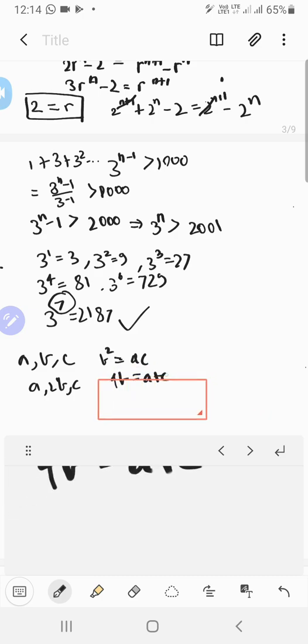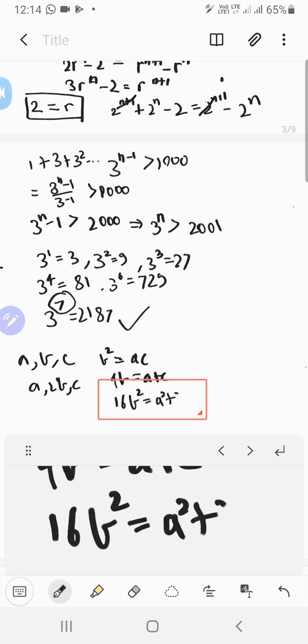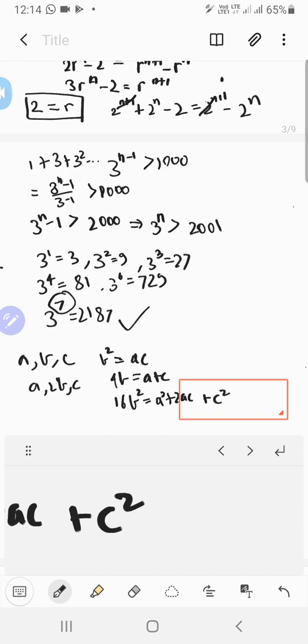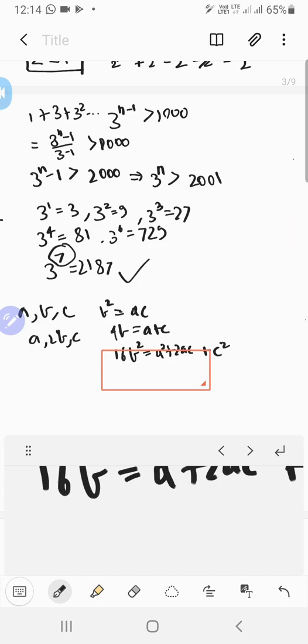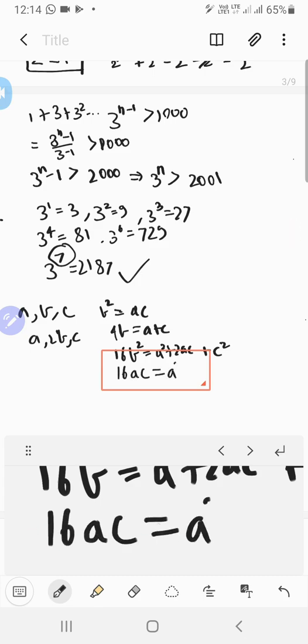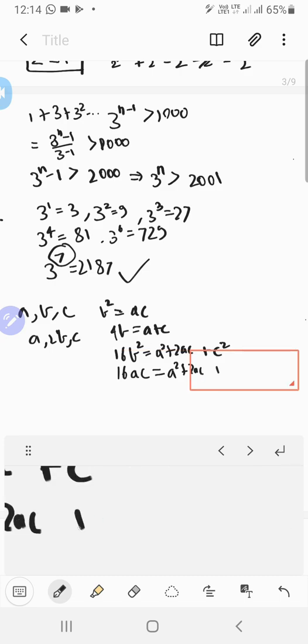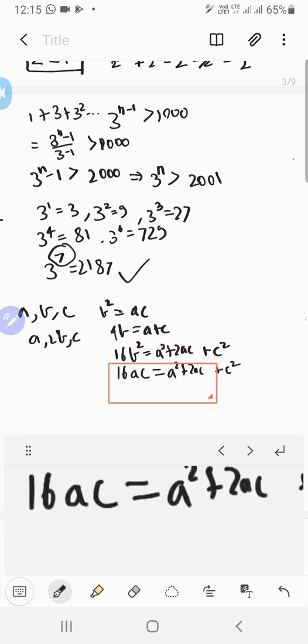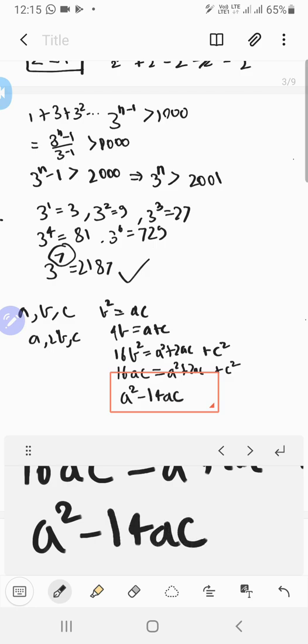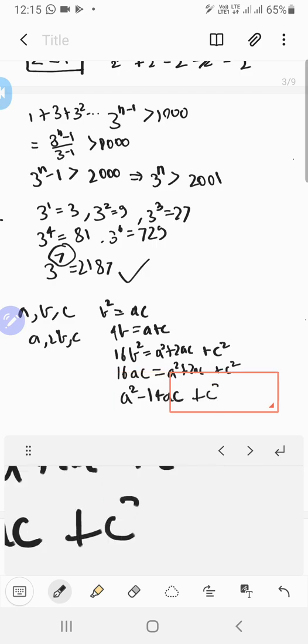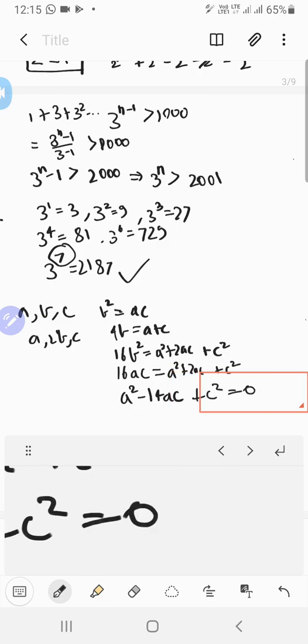That's nice. So once again, let's just square this. So you get 16B squared is equal to A squared plus 2AC plus C squared. Now let's put the value of B squared as AC. So you get 16AC equals A squared plus 2AC plus C squared. Okay, now let's put everything on one side. So you get A squared minus 14AC, that's weird, plus C squared is equal to 0. I think something's going off. Okay, whatever.